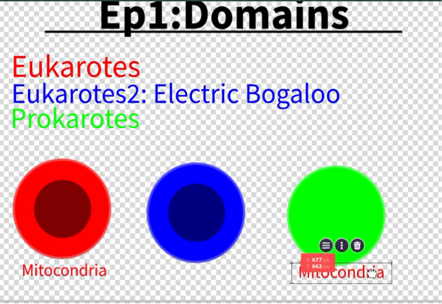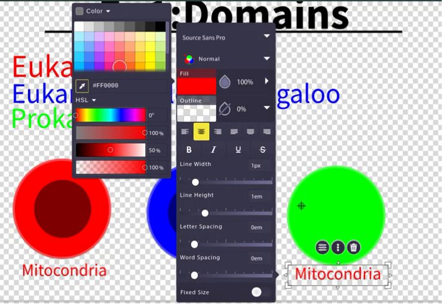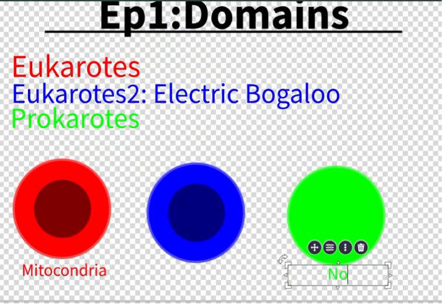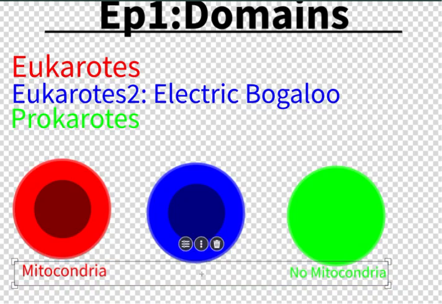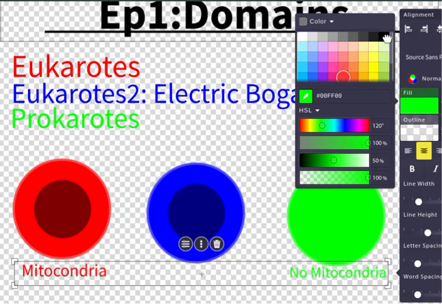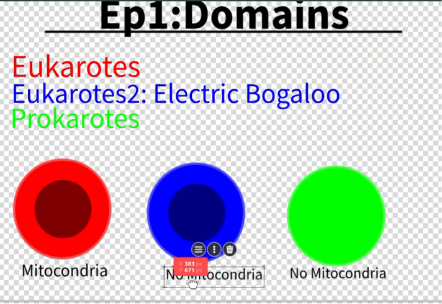Green. Your prokaryotes. No mitochondria. Pretty much change these to black. And then blue will also have no mitochondria.